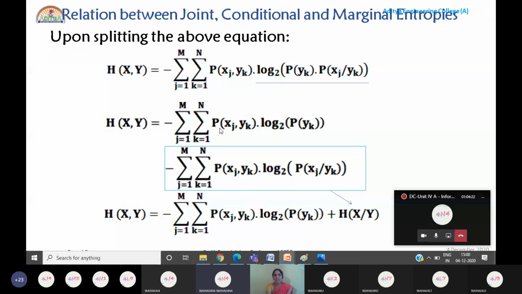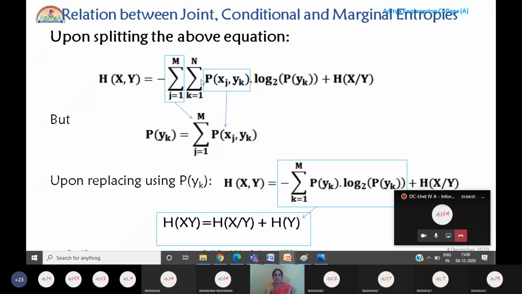Now how can you get p of yk here? Already I have given you one relation. By using the relation between the marginal probability matrix and the joint probability matrix, you can replace summation j equal to 1 to m p of xj comma yk. I will show you, no problem. Here you can see, the second term we replace as H of x by y.